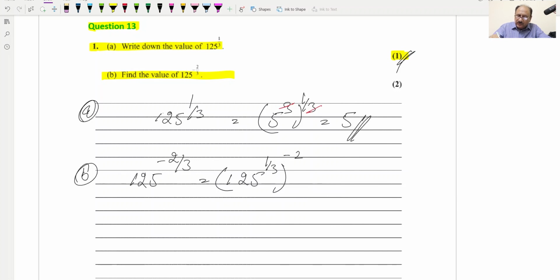So we will use this, and we can write 5 raised to the minus 2, which is equal to 1 over 5 squared, which is 1 over 25. So I will write the answer over here as plus minus 1 over 25. This is our final answer for this question.